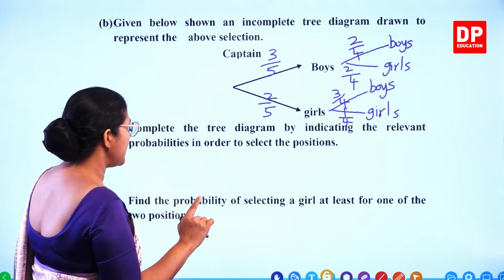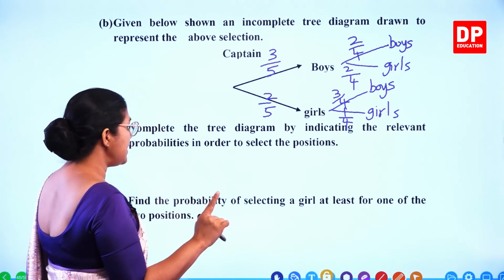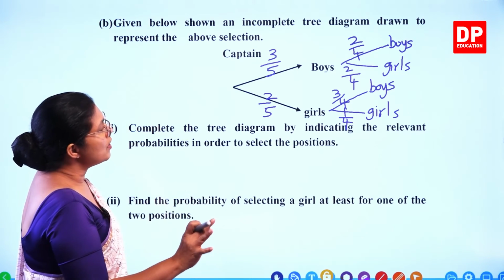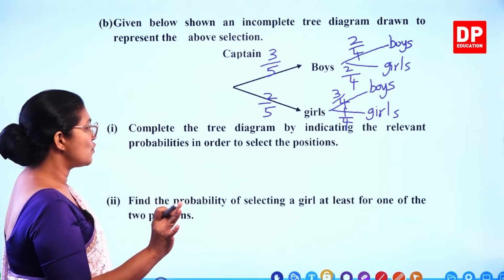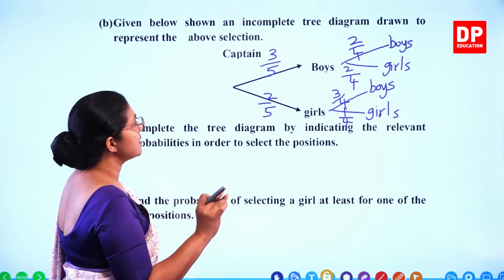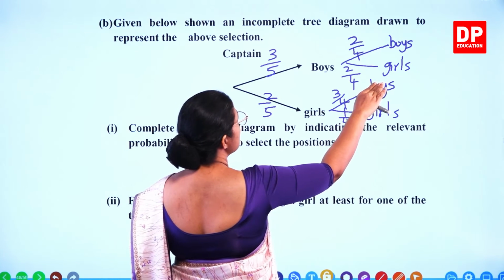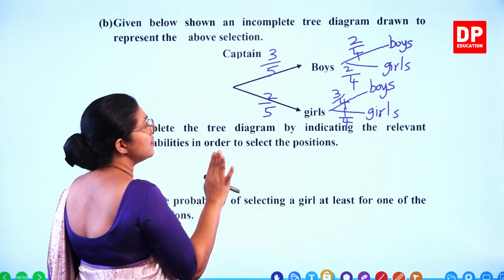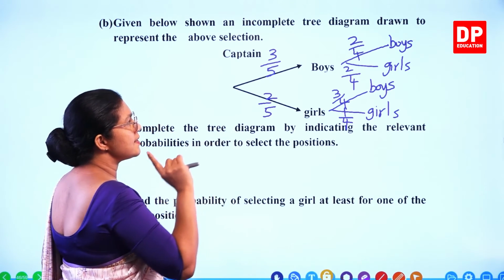Find the probability of selecting a girl at least for one position. At least for one position means one girl or two girls you can select. One or more. At least one means one or more. So that means you can select altogether 3 paths: boy-girl, girl-boy or girl-girl. One girl or 2 girls. You can't take the boy-boy part.